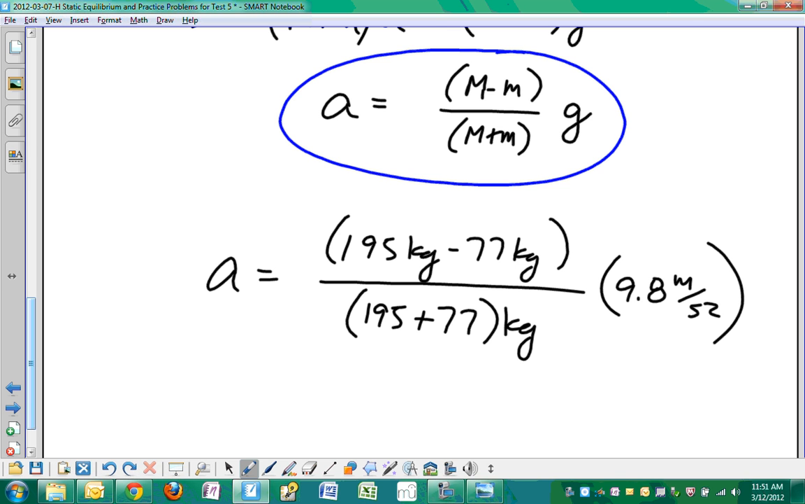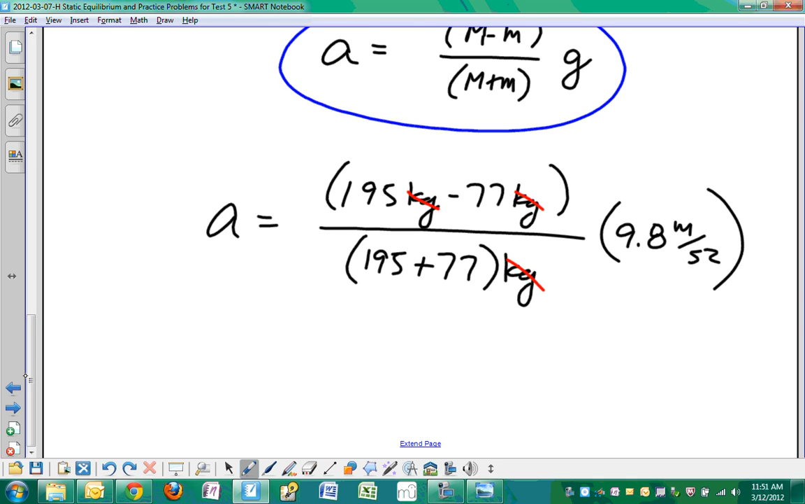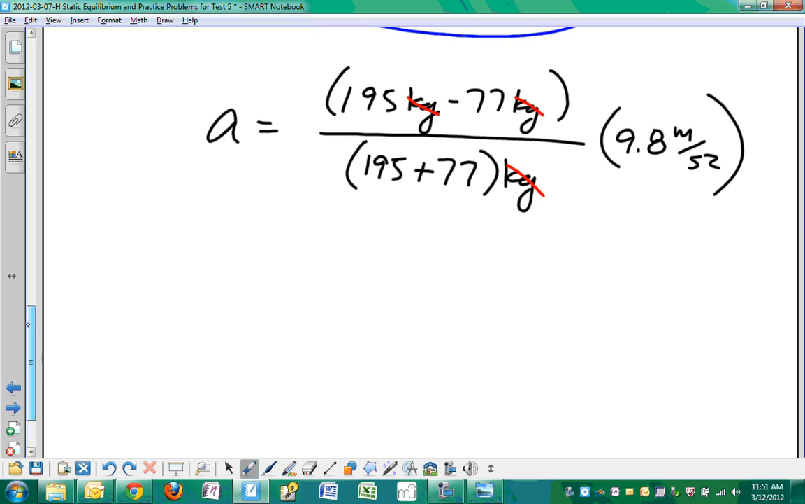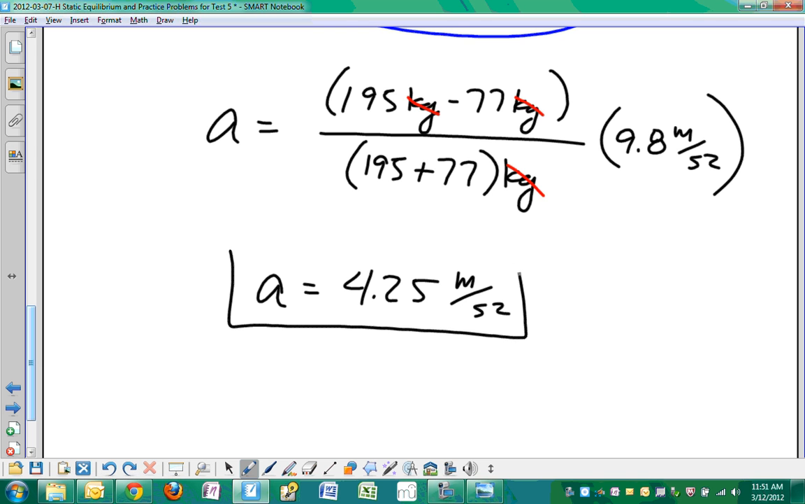So dimensionally, how are we going to do here? Kilograms are all going to cancel out. We're going to have an acceleration term here, meters per second squared. So this acceleration should be, what do you guys come up with? 4.25 meters per second squared. All right, I know that's only the first part of it. That is the acceleration of the system. We still have to find the tension, but I'm going to break this up into two parts. Everybody follow that?